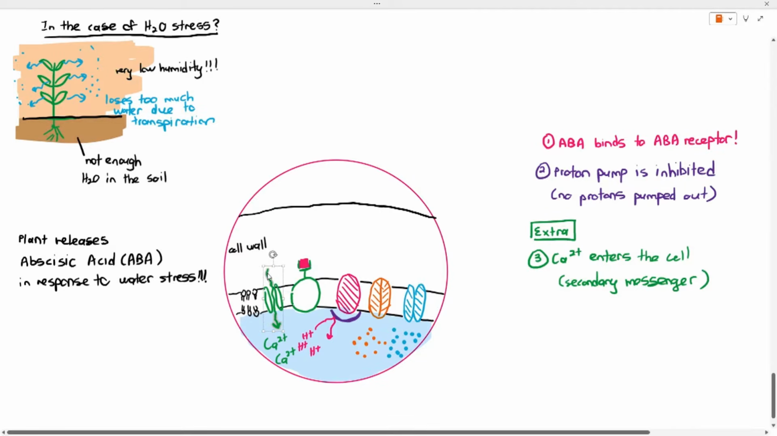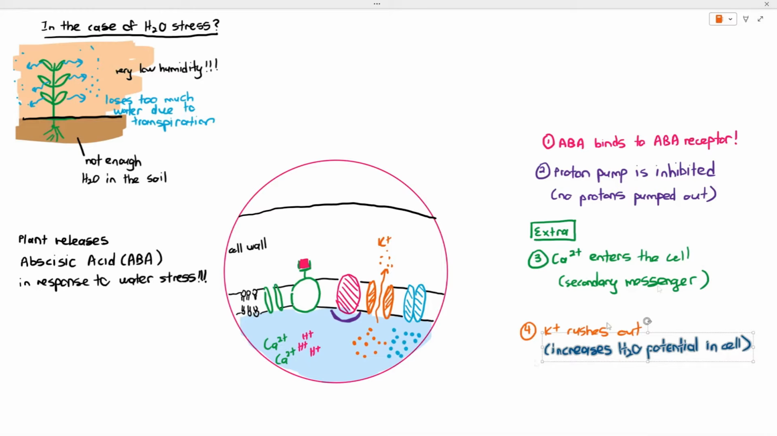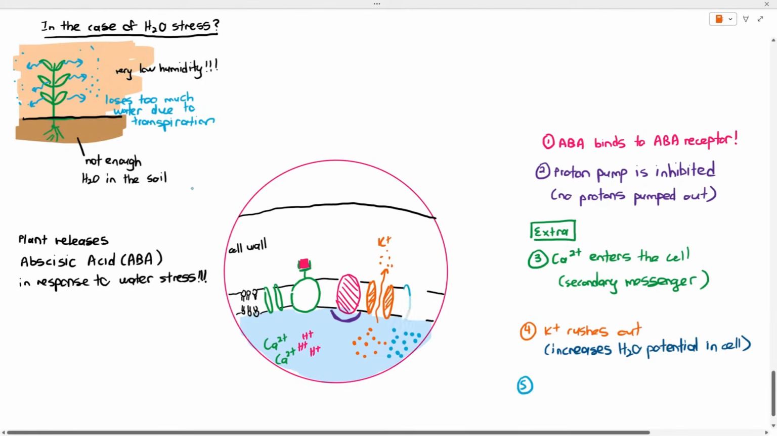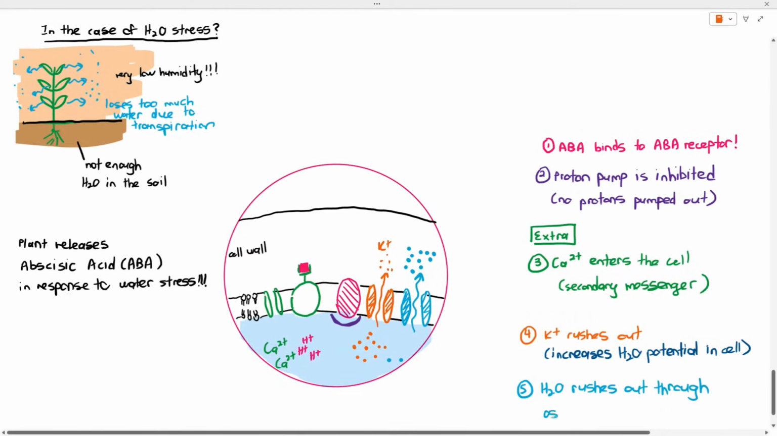as a secondary messenger. And because there's too much positive charge inside the cell, from the calcium ions and the hydrogen ions, this will repel the potassium ions further. The potassium ions inside the cell are like, ew, I don't want to be in this party. And the potassium ions will rush out of the cell as soon as possible, which causes the cell's water potential to increase, and water will also rush out through osmosis. And therefore, the guard cells become flaccid and the stoma will close.